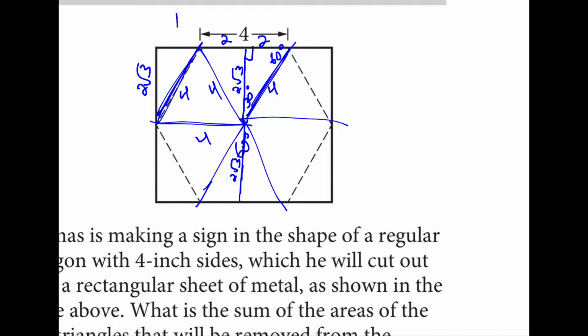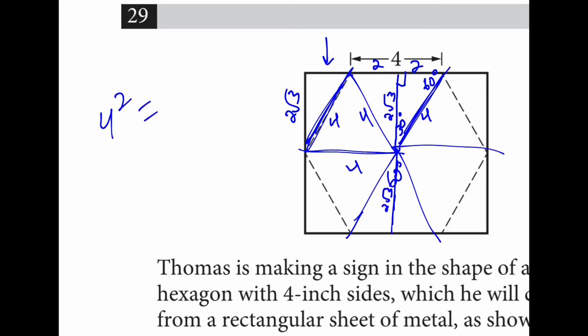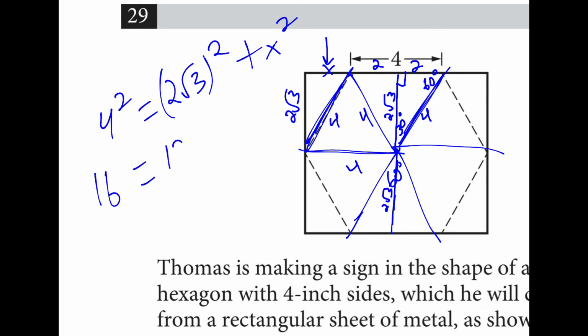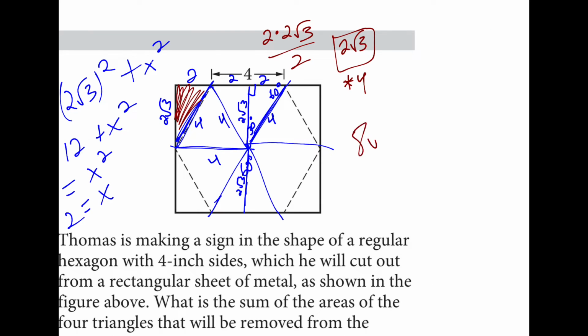So can I figure out this part using the Pythagorean theorem? Turns out I can. 4 squared is equal to 2 root 3 squared plus, we'll call this x squared. So this is 16, this is 12, and turns out this is 2. So to find the area of one of these triangles, I'm going to take 2 times 2 root 3 divided by 2. So in other words, 2 root 3. There are 4 triangles, so if I multiply this by 4, I get your answer 8 root 3, which I think is A, though the multiple choice are missing from this video.